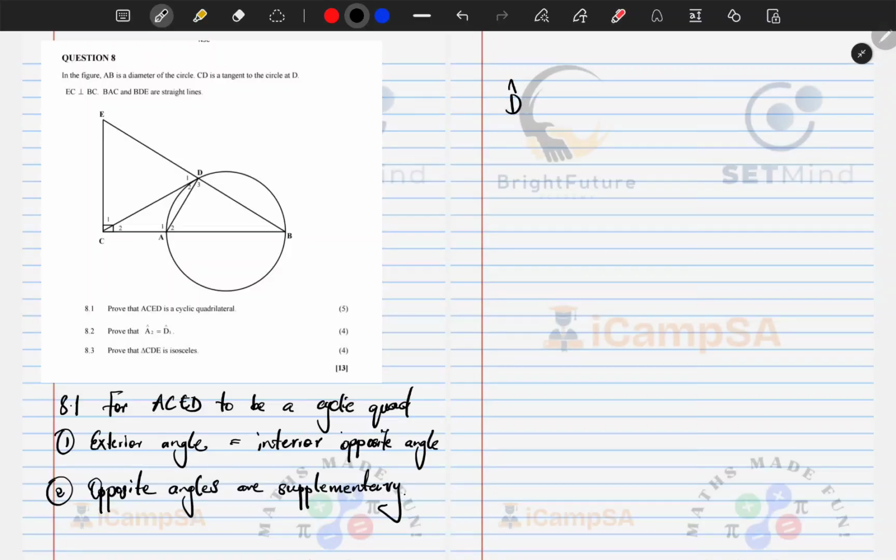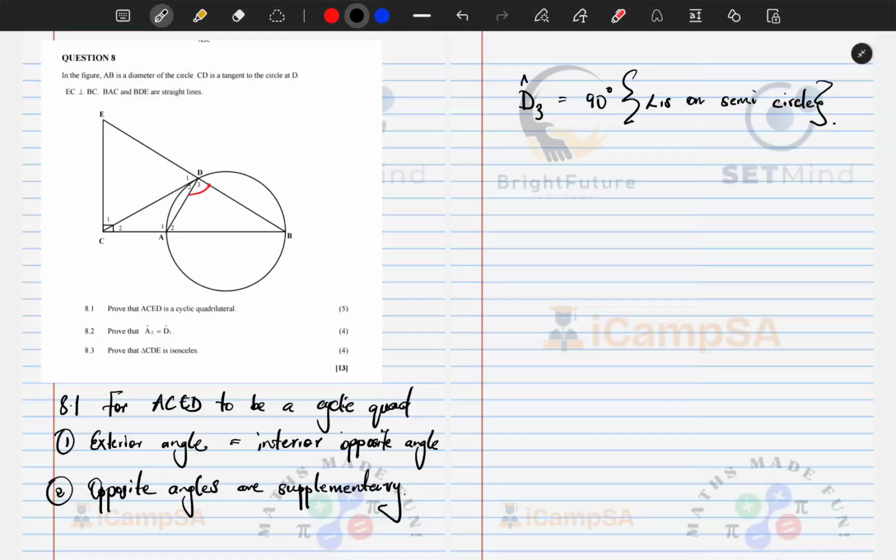So D3, this is the angle I'm talking about. D3 is going to be equal to 90 degrees. Why? The reason is angles on a semicircle, considering the fact that AB is a diameter, which means that it divides this circle into 2 equal halves.